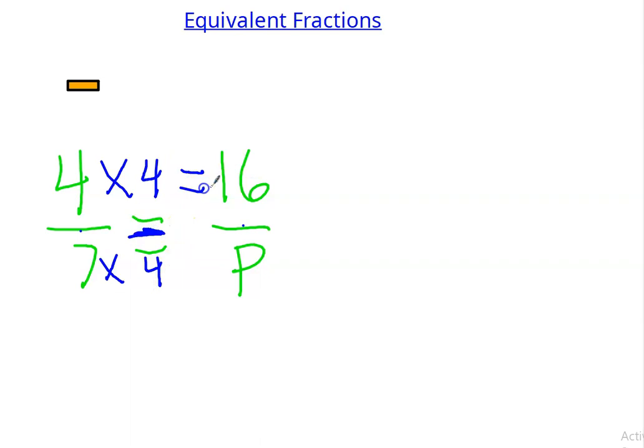So 4 times 4 is 16, and 7 times 4 is 28. So my new fraction is 16 over 28. That's my equivalent fraction, so my p equals 28.